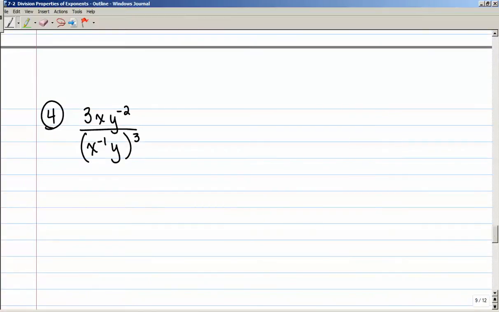Okay, here's a little bit of a complicated one. I think what I would like to do with this is, I'm going to get rid of the denominator first. The 3xy to the negative 2. And let's apply this exponent here to everything in there. So that's going to give me an x to the negative 1 times 3, a negative 3, and then a y to the 3rd. So I've gotten rid of my parentheses.